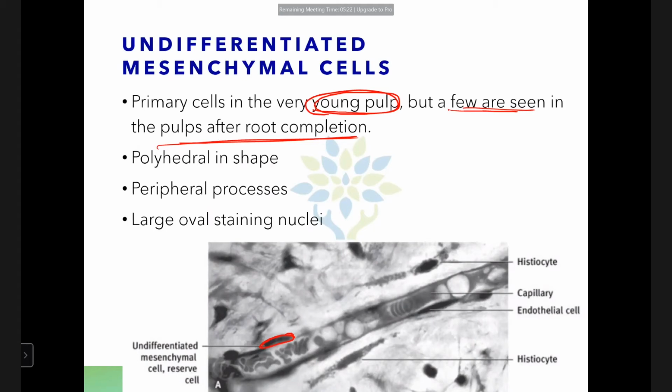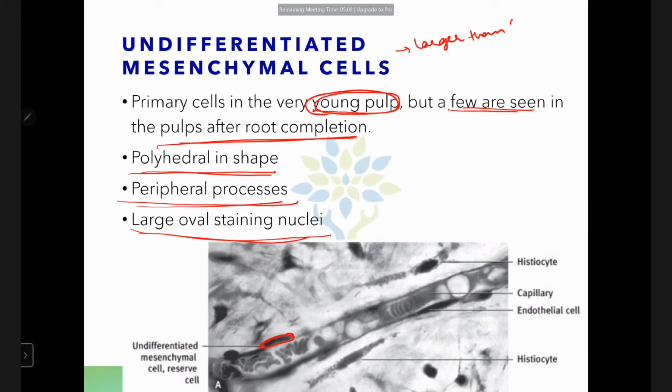Okay, so these are polyhedral in shape, and they have peripheral processes, and they have large oval staining nuclei. Actually, these undifferentiated mesenchymal cells are larger than fibroblasts. We have seen fibroblasts, right? So these undifferentiated mesenchymal cells are larger than the fibroblasts. They have polyhedral shape, they have peripheral processes, and they have large oval staining nuclei. Okay.